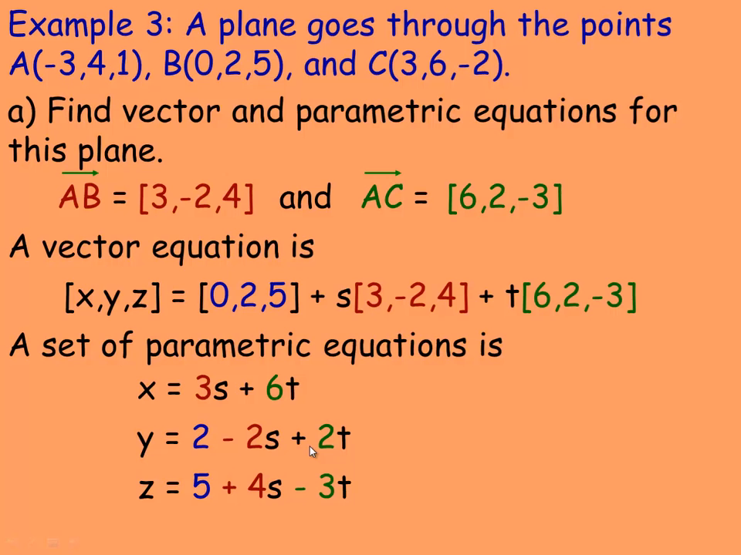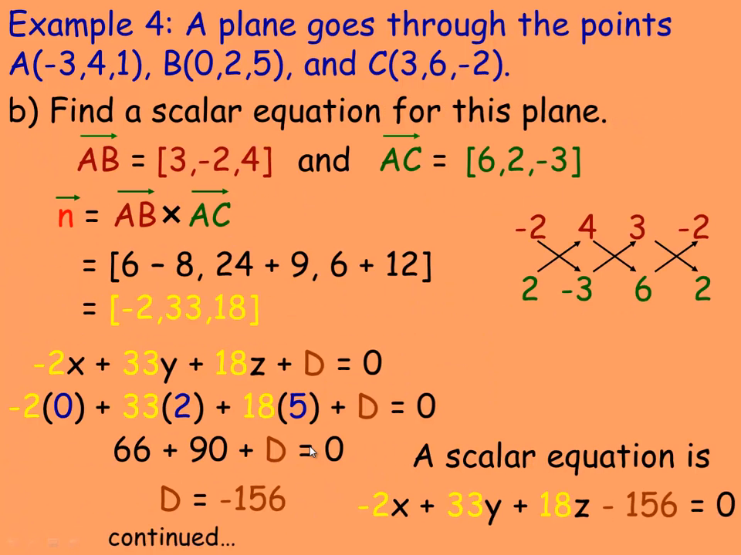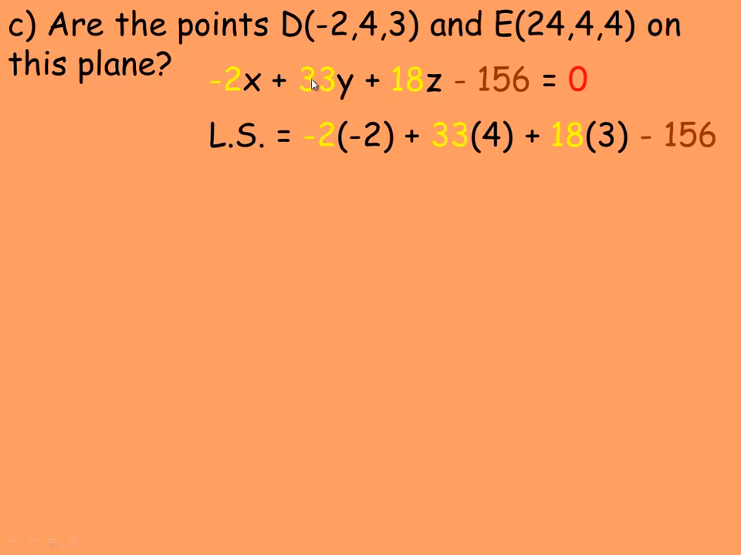You can use elimination or substitution for that, but this is the nice thing about the scalar equation, is it's a lot simpler to figure out if a particular point's on a plane or not. You don't need to solve for s and t in those parametric. So what you do is you take the scalar equation that you have and you substitute those numbers in place of x, y, and z and see if it satisfies the equation. So the left side here is this whole expression. It's supposed to equal 0 because we have 0 on the right side of the equation.